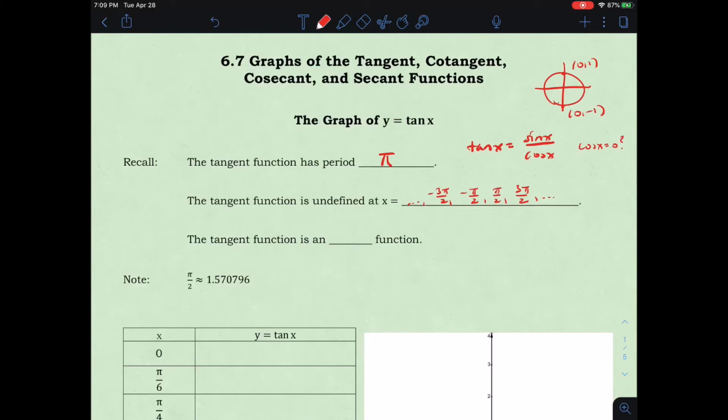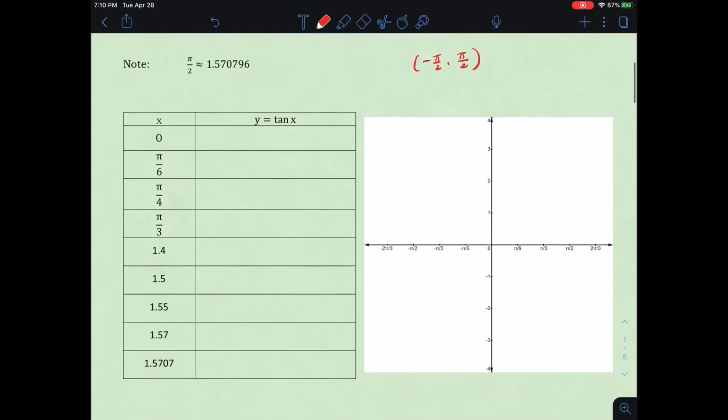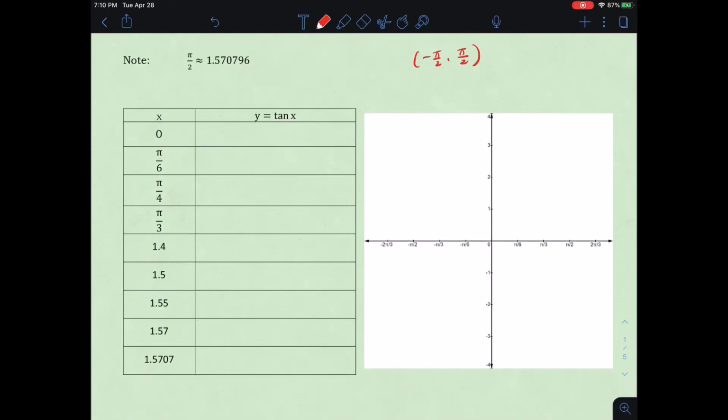Lastly, the tangent function is an odd function, which means that it has symmetry with respect to the origin, and we're going to be using these facts to graph the tangent graph. So because the period of tangent is pi, we're going to graph our tangent function in this interval here, between negative pi halves and pi halves. And to do that, we're going to fill out a chart. So first thing to note is that pi over 2 is approximately 1.57.